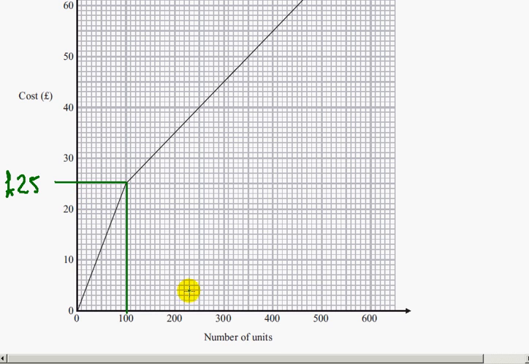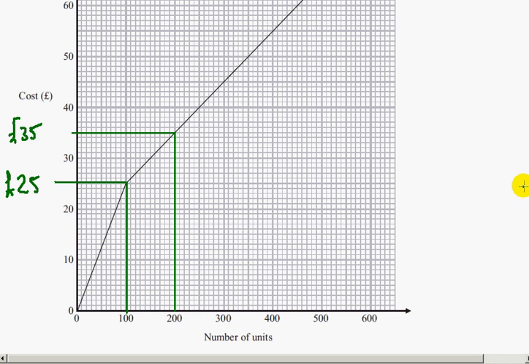After that, if I go up at 200, if she used 200, that would cost her £35. So after the 100 units, 200 units is cheaper, okay, as it's a different rate, as it's not as steep.